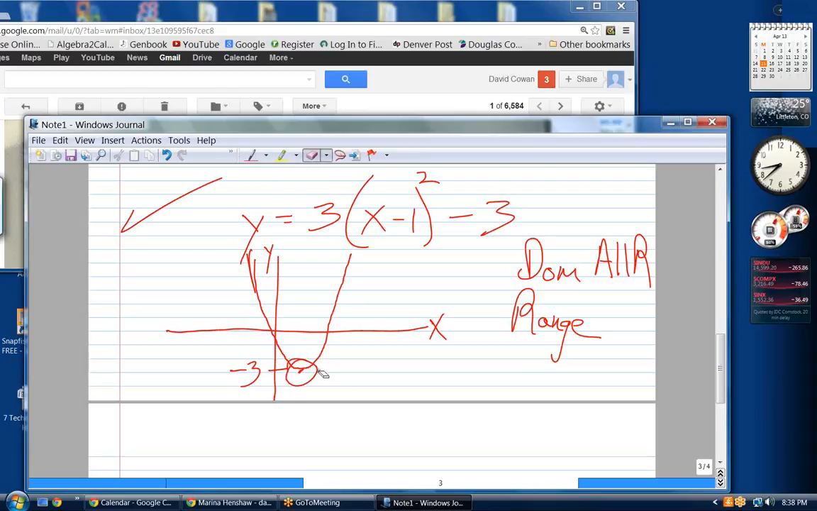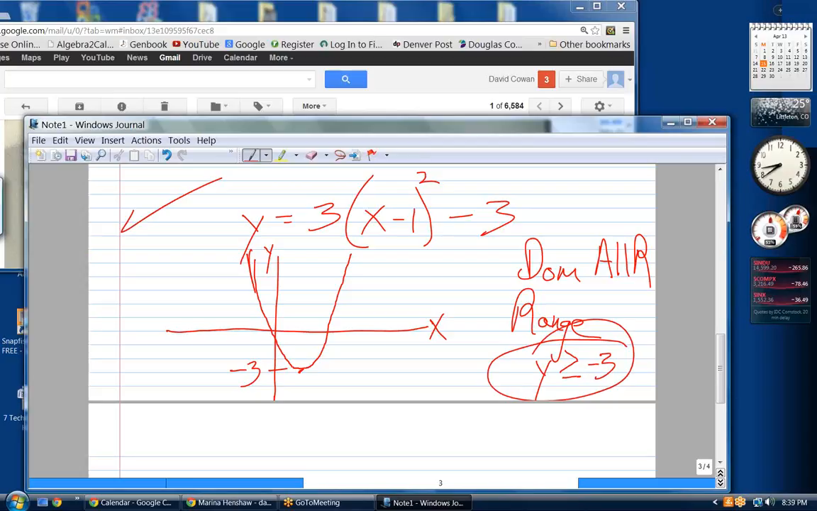Negative infinity to positive infinity. I don't see any y's less than minus 3. Remember, when we're trying to figure out the range, we're looking for the y values, not the x values. Well, the lowest y value I see here is minus 3. What's the highest y value you can get? Infinity. Okay, so the range is y has to be greater than or equal to minus 3. There's your range right there.